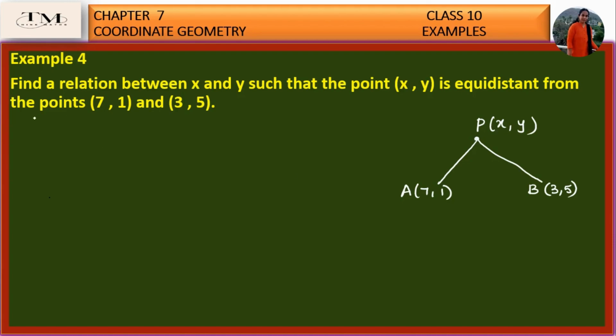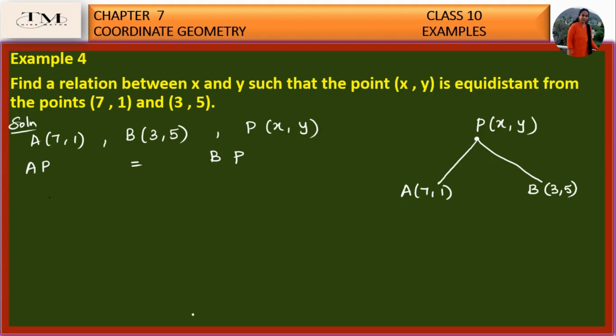Okay. So let us name the points. Let this be A of 7 comma 1 and this is B of 3 comma 5. What they said is this point is equidistant from A and B. So if it is equidistant, then we will have AP is equal to BP. What is P? P is nothing but x comma y. So AP is equal to BP. The second point is P on both sides, so this will be x2, y2, and these points will be x1, y1.